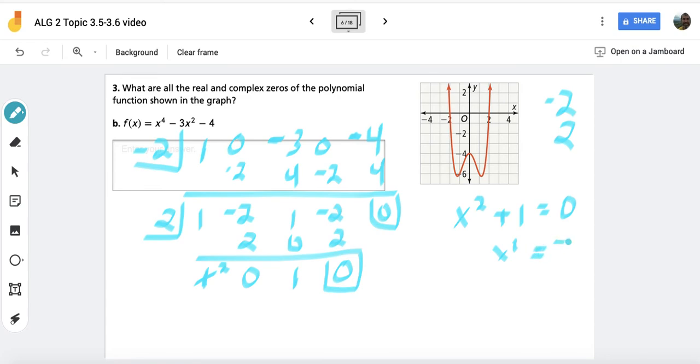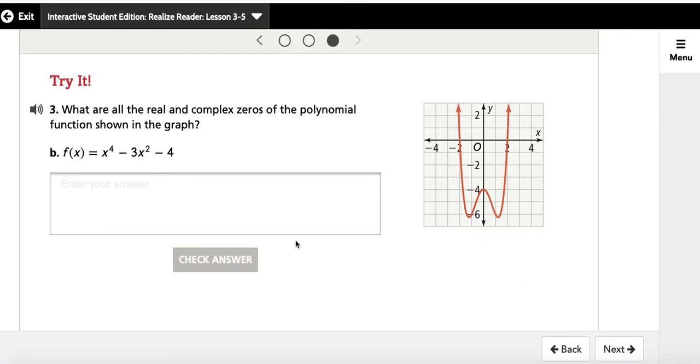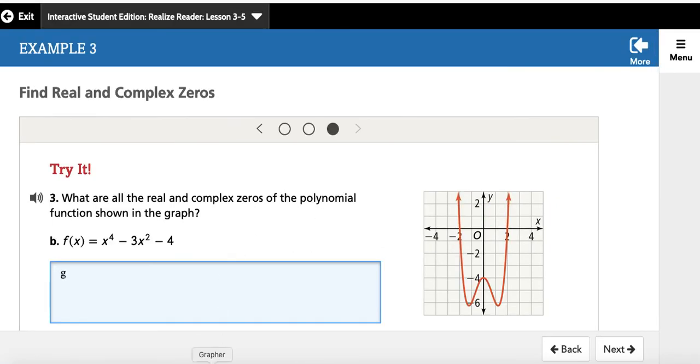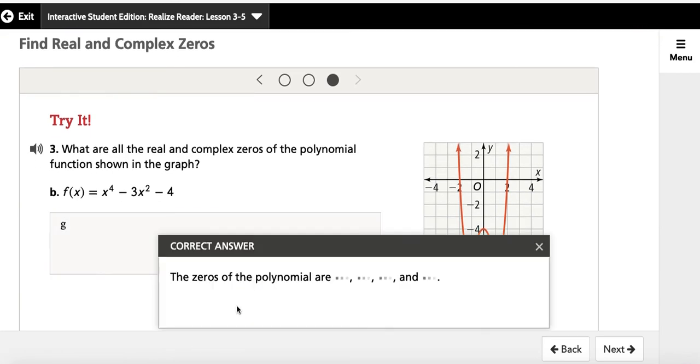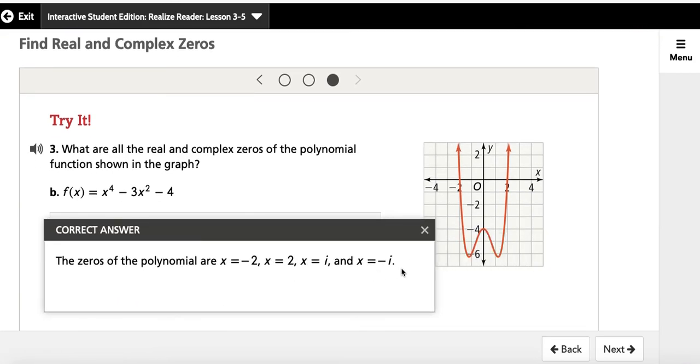I really hate how this pen works with my mouse. Let's see if I can make that come out better. Take the square root of both sides, and I get x equals positive or negative square root of negative 1. And the square root of negative 1 is i, so the other 2 roots are positive and negative i. All right, let's see what they got. Negative 2 and 2, positive and negative i.